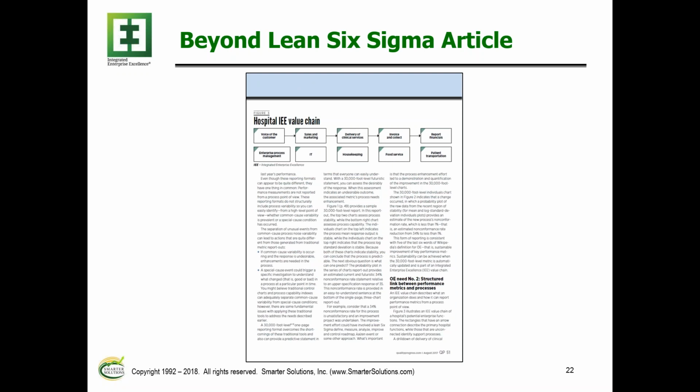So we can see we made a change from 34% to 1%. And what I'm suggesting, we have this form of reporting throughout the organization. Now the next piece we have, number 2, is we now need to have a structured linkage between this performance metric reporting system and also the processes that created the metrics.